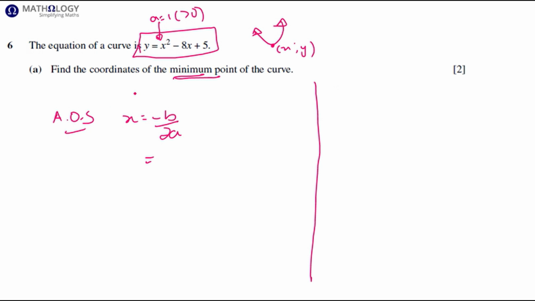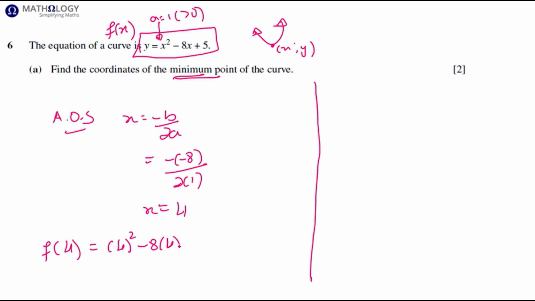So finding the axis of symmetry, x equals minus b, b is minus 8, so it's minus minus 8 over 2 times 1. 8 over 2 is 4. So this is your axis of symmetry. And then if we just call this f of x, it really doesn't matter, f of 4 equals 4 squared minus 8 times 4 plus 5. 16 minus 32 plus 5. Minus 16 plus 5 is minus 11. So your turning point is (4, minus 11).